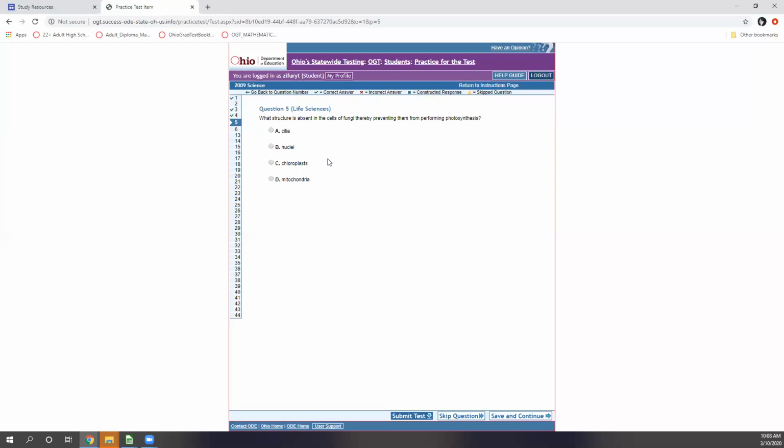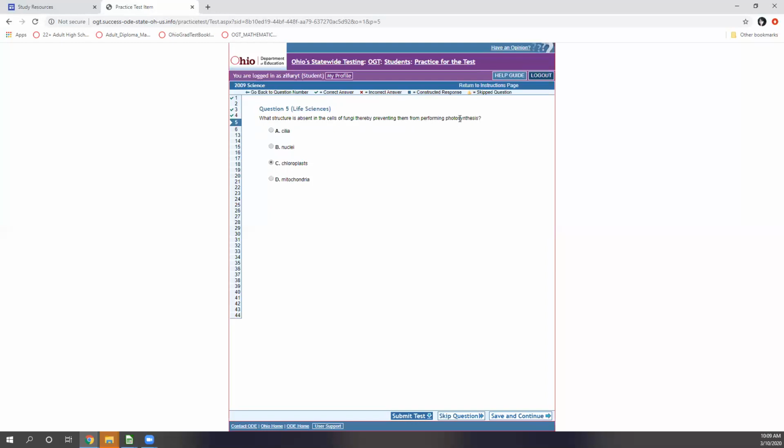What structure is absent in the cells of fungi, thereby preventing them from performing photosynthesis? Cilia, nuclei, chloroplast, or mitochondria? Now the answer to this is chloroplast. Chloroplast, photosynthesis, and plants are always going to be connected. This is absent in the cells of fungi because a fungus is not a plant or an animal. It's a kingdom all unto itself. So what's absent in fungi are these chloroplasts. So fungi cannot perform photosynthesis.